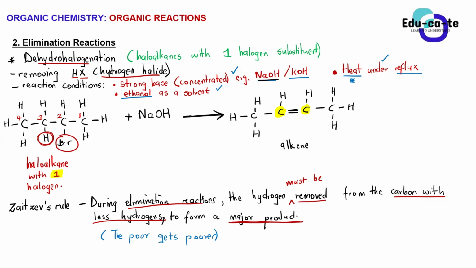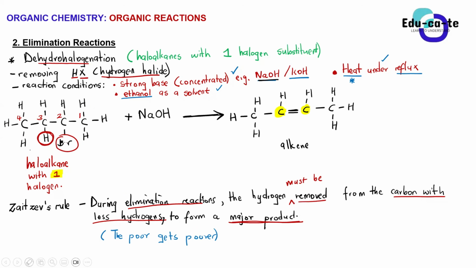So here, what did we do? We removed the hydrogen where? From carbon number 3, because carbon number 3 has got fewer hydrogens compared to carbon 1 and carbon 4. If you look at carbon 4, it has got 3 hydrogens bonded to it. If you look at carbon 1, it has got 3 hydrogens bonded to it. But carbon number 3 has got only 2 hydrogens. So that is why we remove 1 hydrogen from carbon number 3.